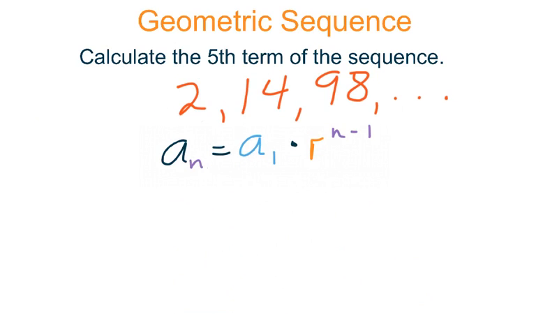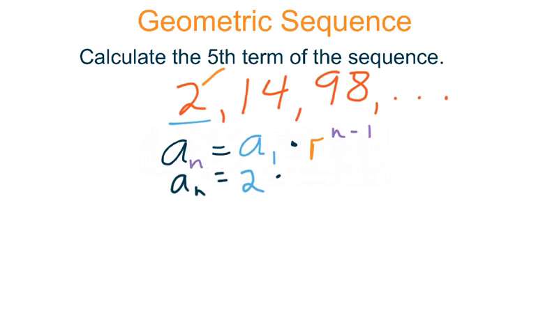Let's try another one. Calculate the 5th term. Let me move a little bit faster here. We're first going to just plug everything in. So let's do it real quick. A sub n. By the way, our sequence is 2, 14, 98, and it continues. So let's start with our first value. It's 2. Times... let's find the common ratio.